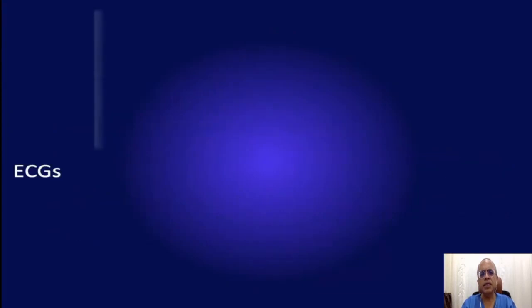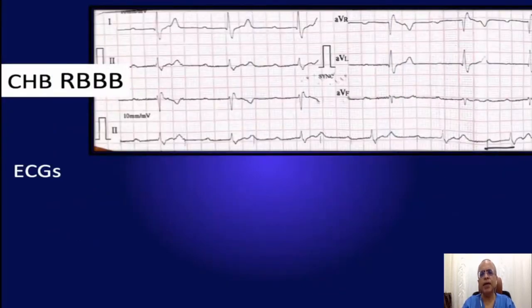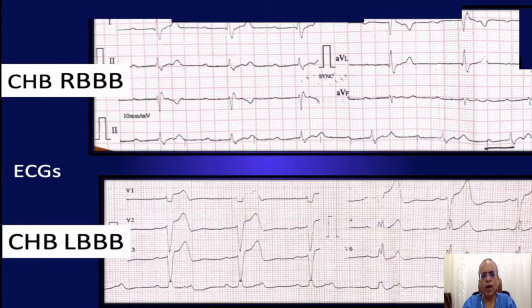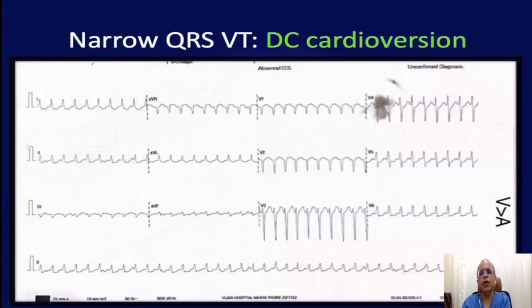And this was his ECG at presentation. He had a complete heart block with right bundle branch block, which immediately changed to a complete heart block with left bundle branch block. He was put on a temporary pacemaker wire, but the next day he had a narrow QRS VT, which needed a DC cardioversion.